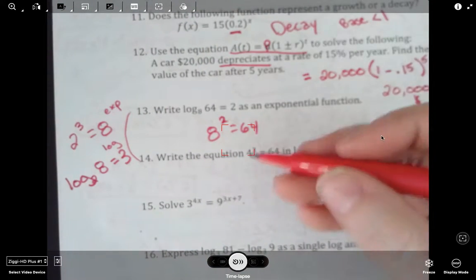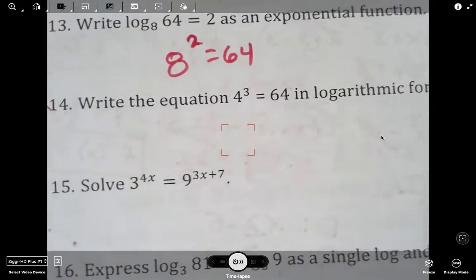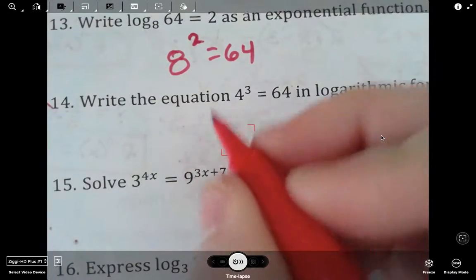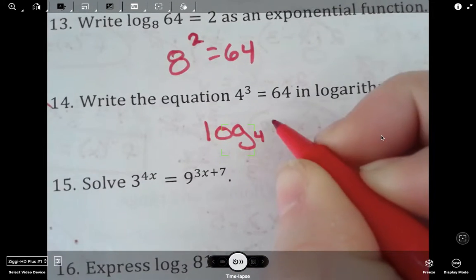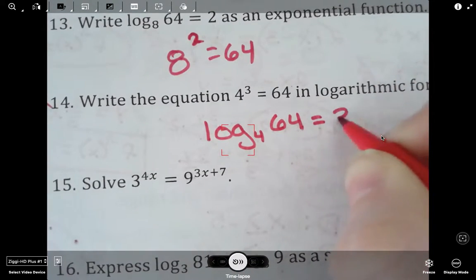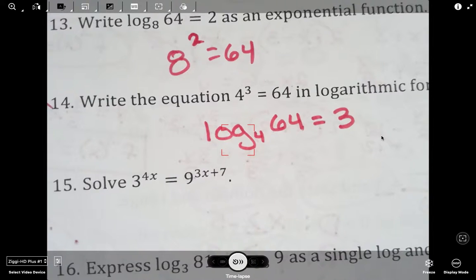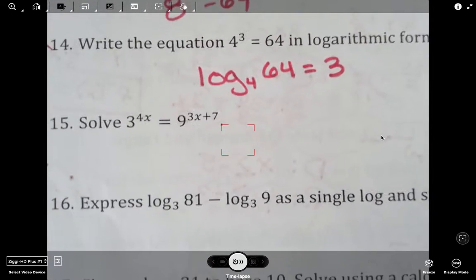Now, this next one, 4 to the 3rd power equals 64. Log base 4 of 64 equals 3. That's what that looks like as a log. Good? Yeah? Okay.